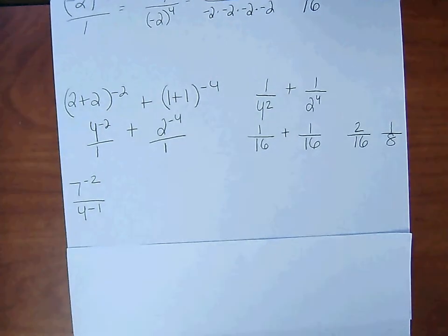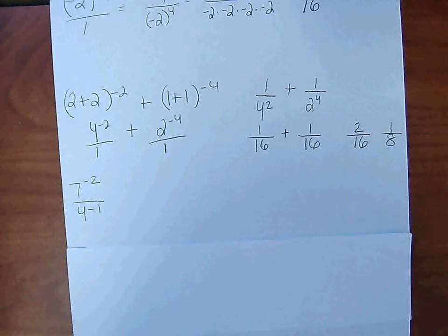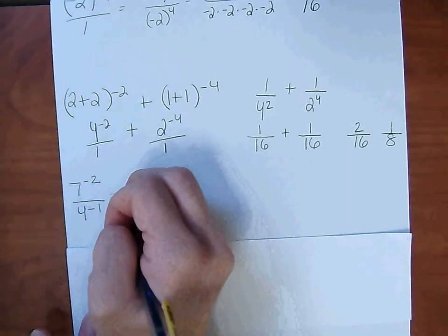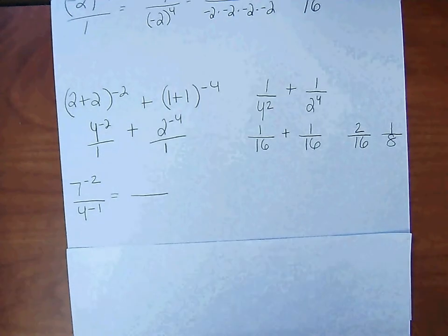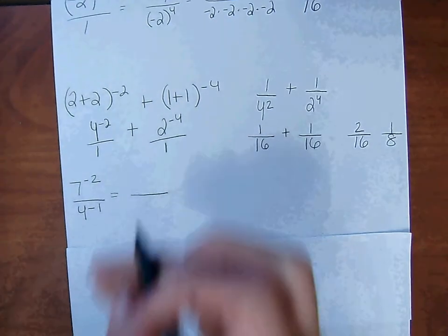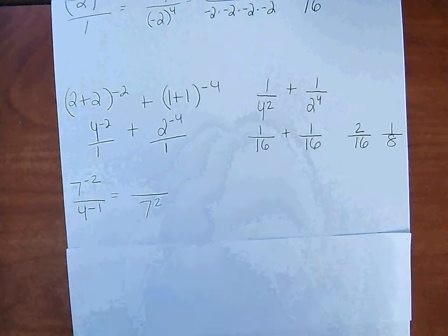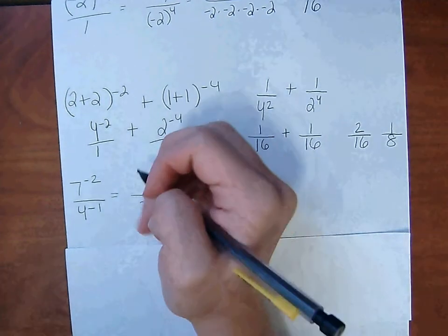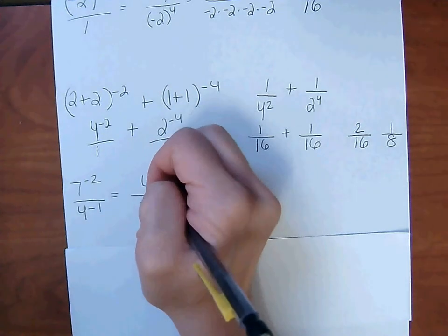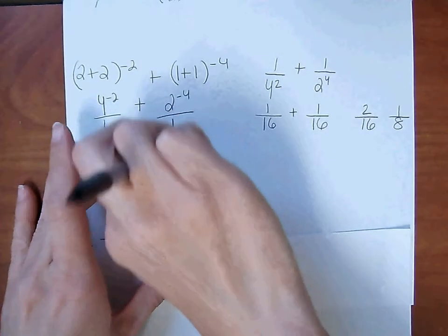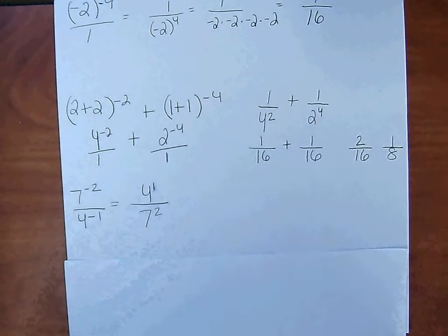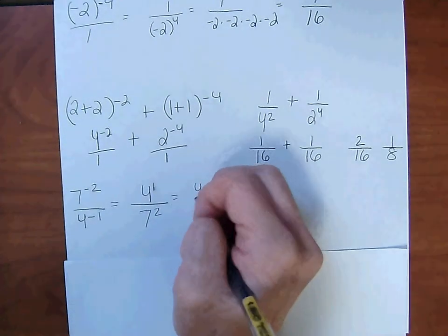7 to the negative 2 over 4 to the negative 1. Our number is already a fraction. 7 to the negative 2 is negative in the numerator, so move it to the denominator to become positive. 4 to the negative 1 is negative in the denominator, move it to the numerator to become positive. So we end up with 4 to the first over 7 squared. So that is 4 over 49.